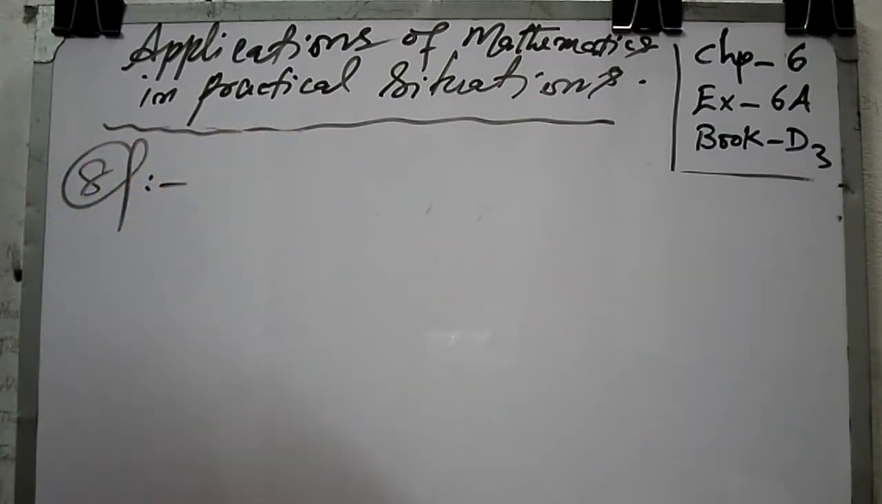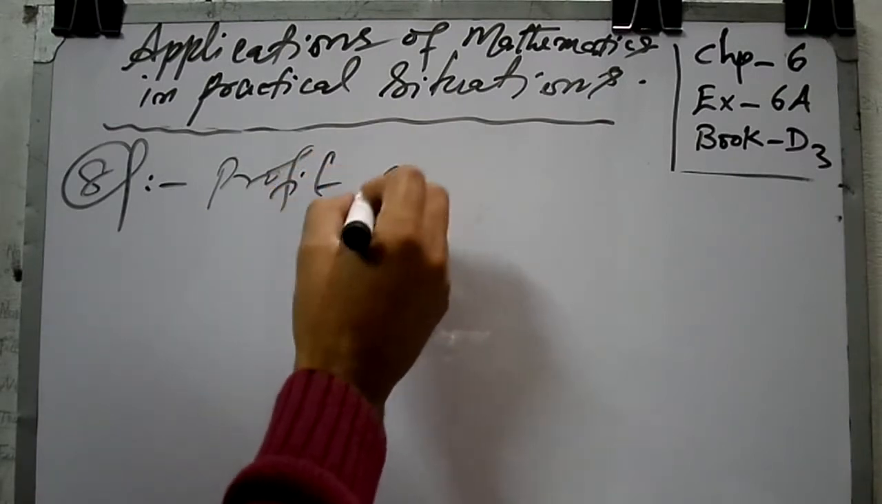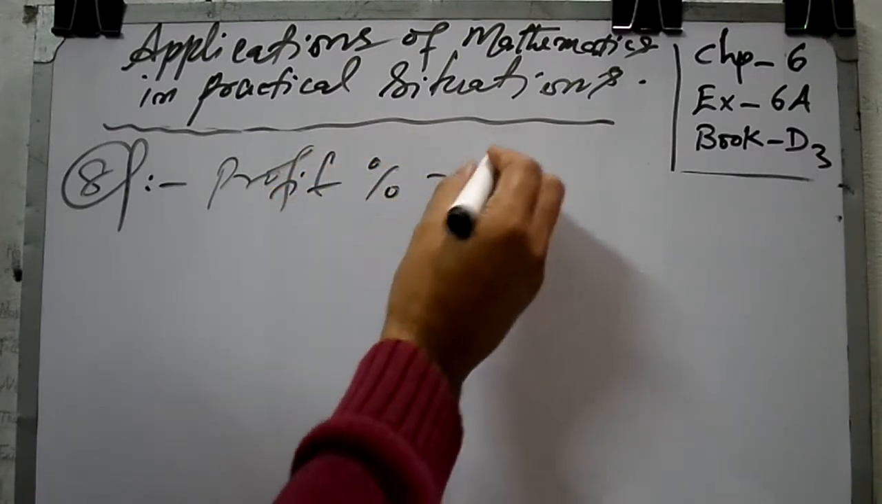In question number 8, a florist bought 360 roses at $8.10 per dozen. If he sold them at $1.10 each, what is his profit as a percentage of the selling price? First of all, you have to write the data, that is, we need the profit percentage. Okay, we have to find this.